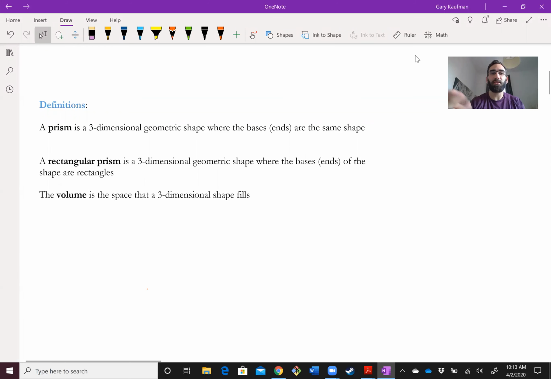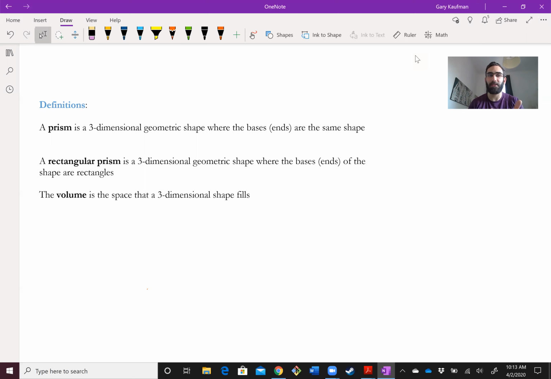A prism is a three-dimensional geometric shape where the bases, so the ends, are the same shape. So today we're dealing with rectangular prisms, so those bases are rectangles. So it could be a square too, since a square is a rectangle. We're going to be looking at triangular prisms, so the bases are triangles. We're going to be looking at trapezoidal, and we're going to be looking at cylinders. Cylinders are circles.